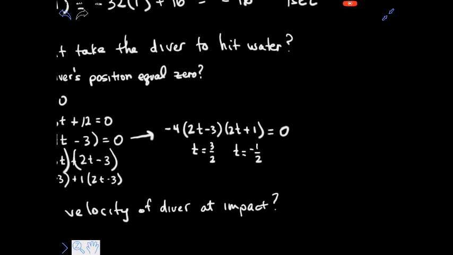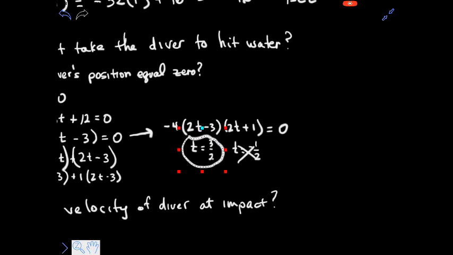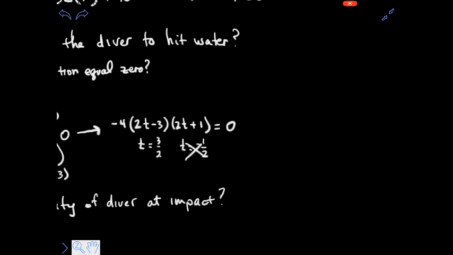Now, these are values of time. That's what t equals. It doesn't make sense to have a negative value of time. Time moves forward, not backwards. So what this is saying is after 3/2 of a second, the diver hits the water. Because after 3/2 of a second, the position of the diver is 0.